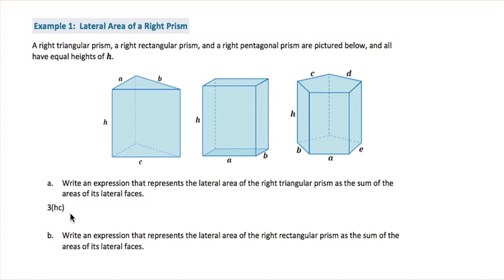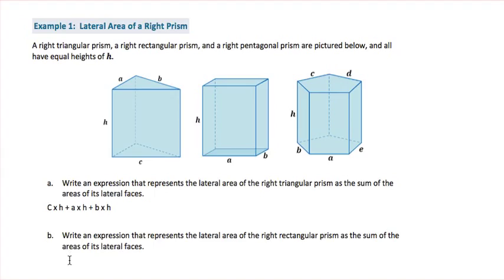Oh, let's make a correction here, because not every lateral face has the same length. So scratch that. Let's go back and make a correction. We would have c times h plus a times h plus b times h, showing the sum of the areas of its lateral faces.